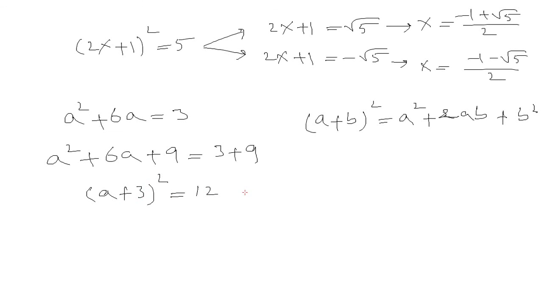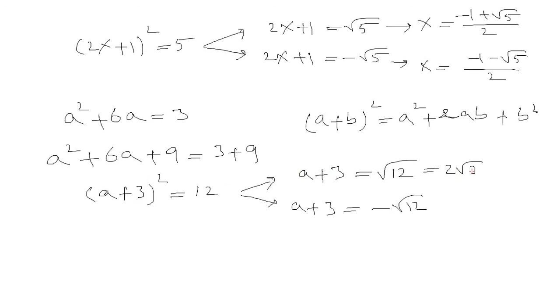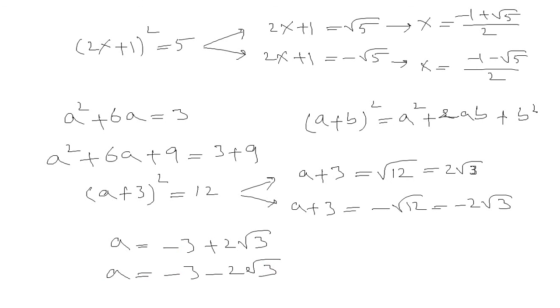Now you can use the zero factor property, the square root property, and you know a plus 3 is either radical 12 or a plus 3 is minus radical 12. So it's either 2 radical 3 or minus 2 radical 3. This implies that a is either -3 plus 2 radical 3 or -3 minus 2 radical 3. Okay, so this is the square root property.